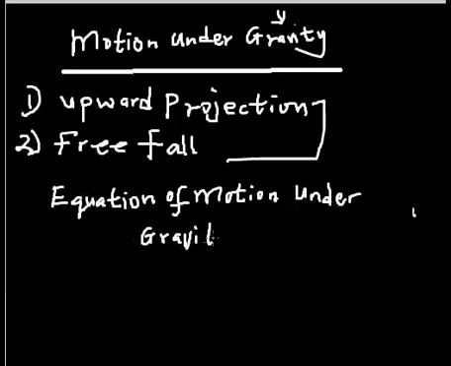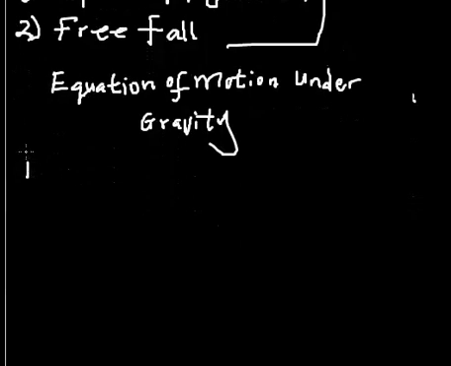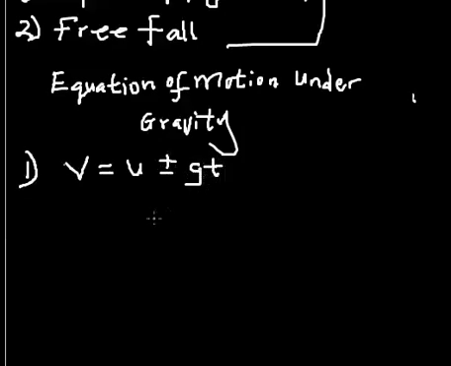All right, so the equation of motion under gravity is still going to be similar to the equation of motion of linear motion, or equation of motion in a straight line horizontally without the influence of gravity, but there's going to be a slight change. Remember, previously we had that V is equal to U plus AT, but here the very first equation is going to be V is equal to U plus or minus GT. In place of A, I use G to replace it, right?